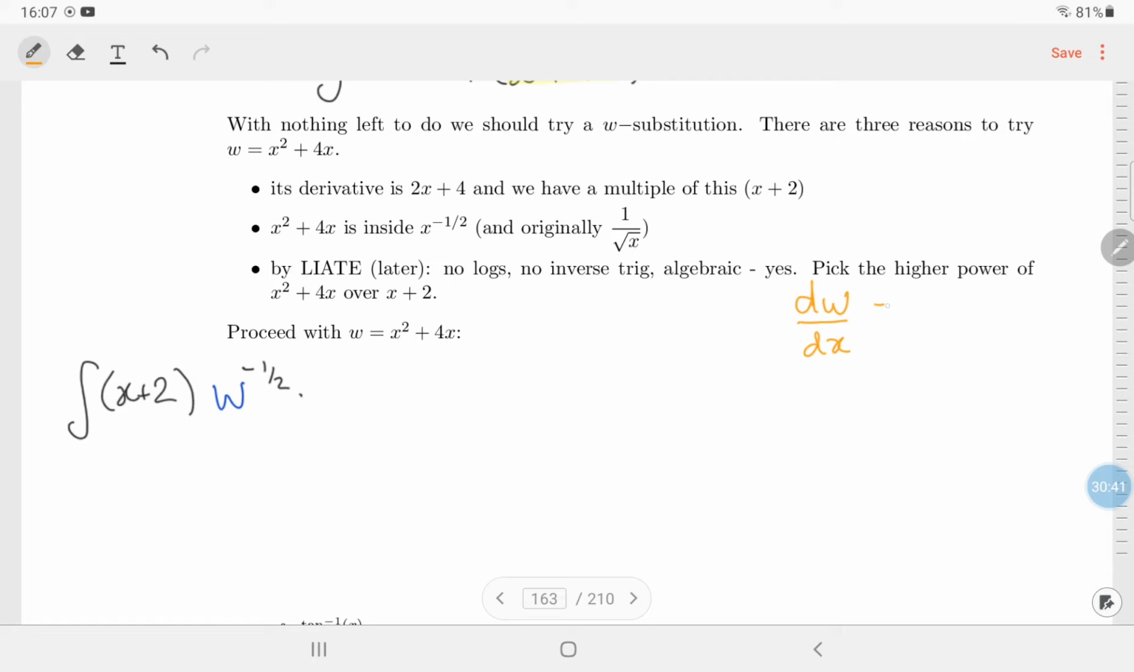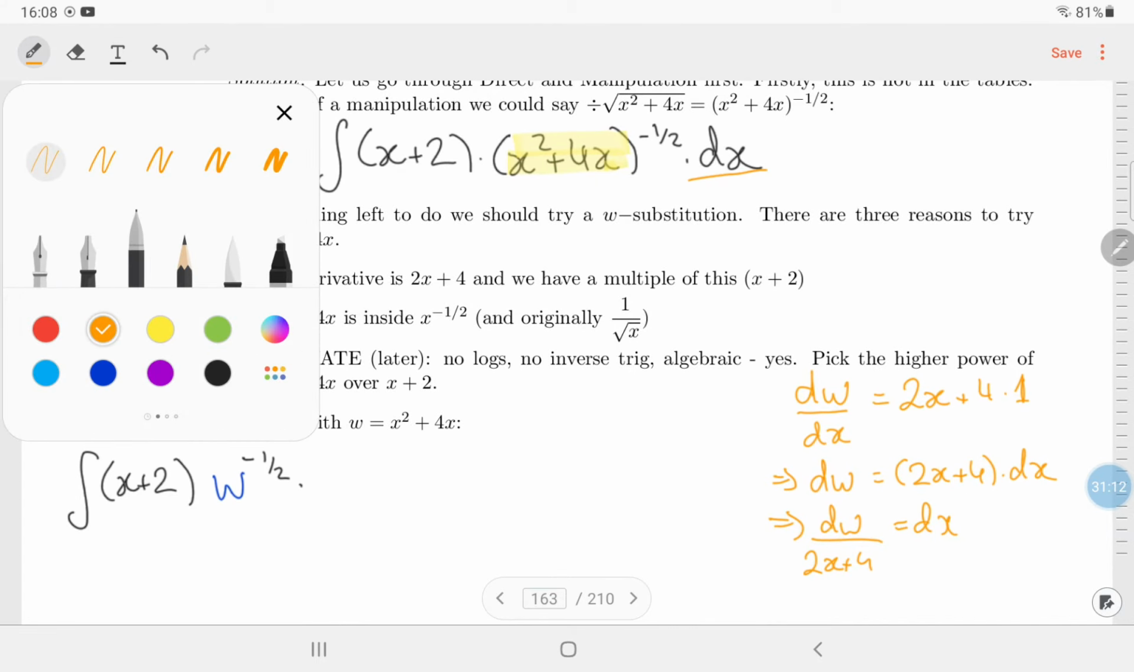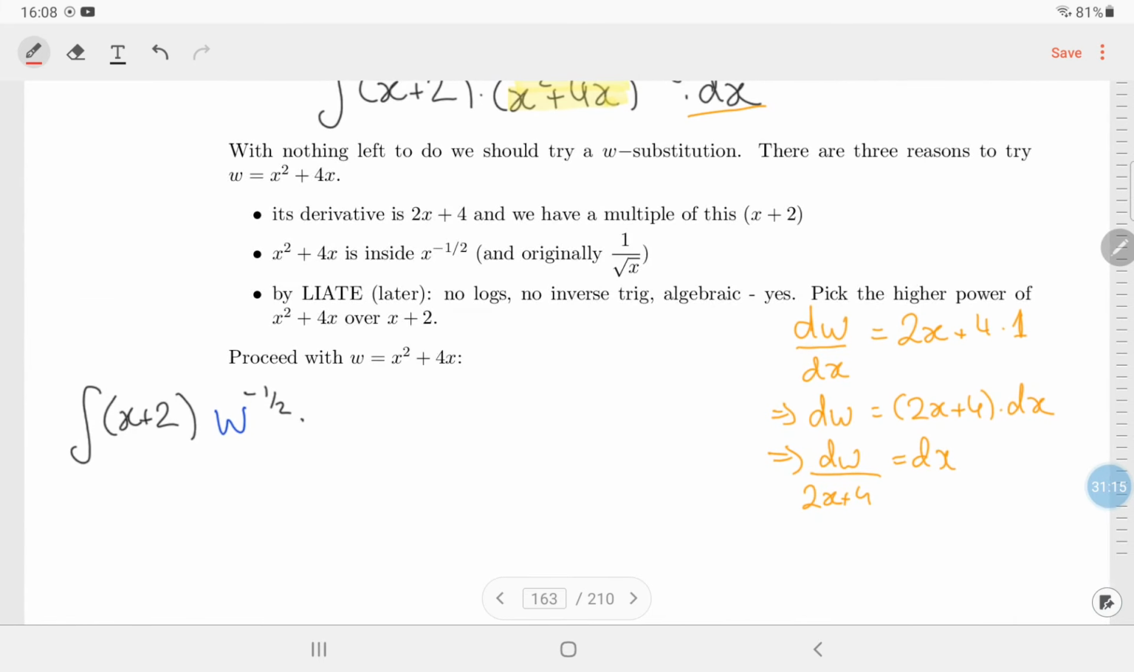dx is equal to the derivative of x squared is 2x plus, fix the 4, the derivative of x is 1. And we want to solve this for dw. So multiply both sides by dx to get dw is equal to 2x plus 4 times dx, and then divide both sides by 2x plus 4. So get dw divided by 2x plus 4 is equal to dx. And we're going to replace this dx in terms of dw. So the dx is dw divided by 2x plus 4.